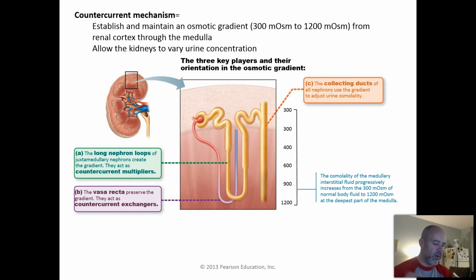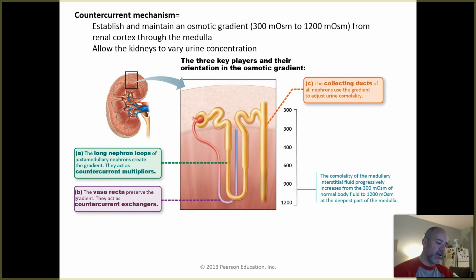All right, so what's going on? What do we mean by this countercurrent mechanism, and why is this necessary? It all boils down to this: in order to suck water back out of developing urine, we need to have a gradient of solute concentrations within the medulla, or from the renal cortex through the medulla. And this diagram is illustrating this for you over here.